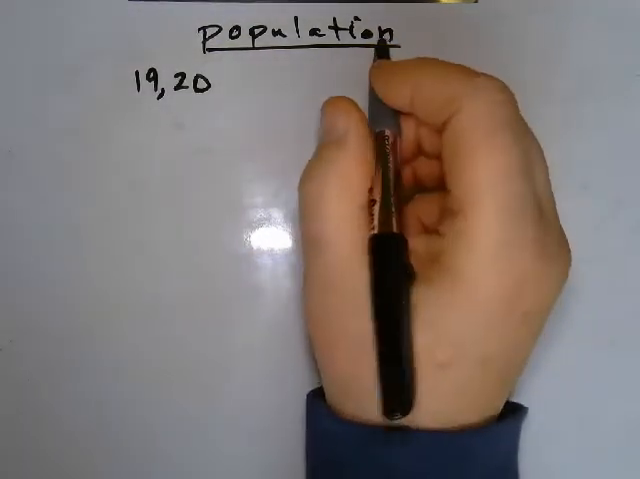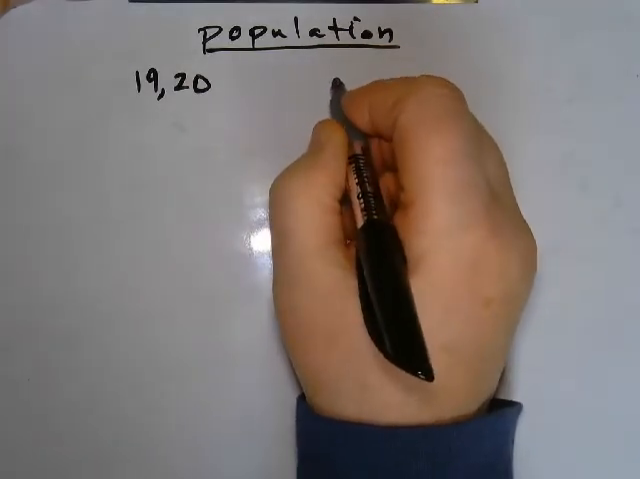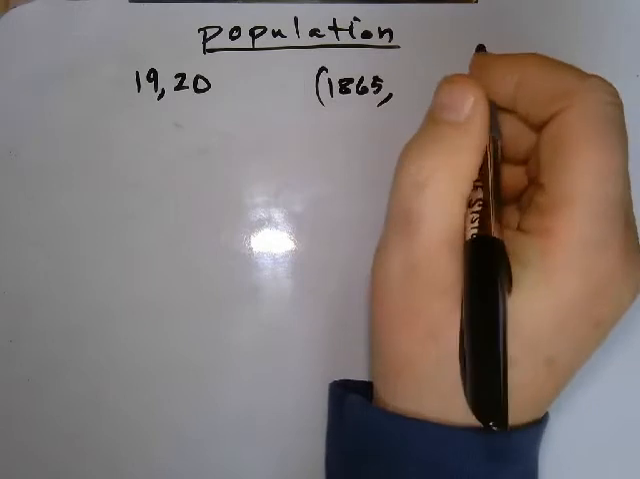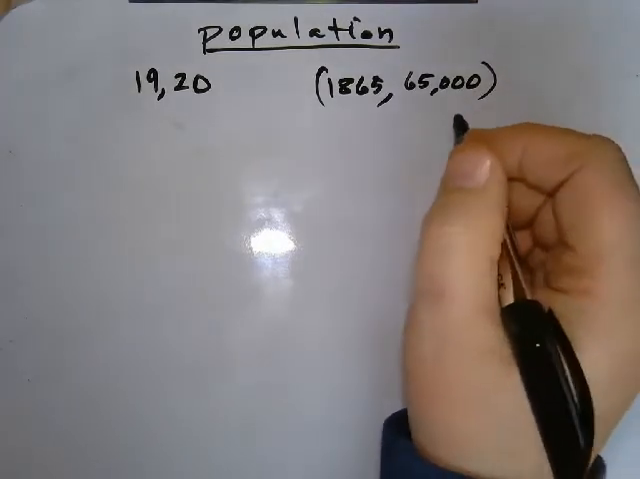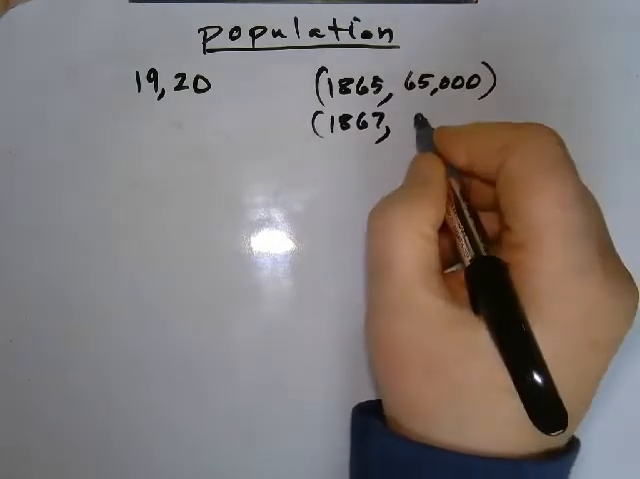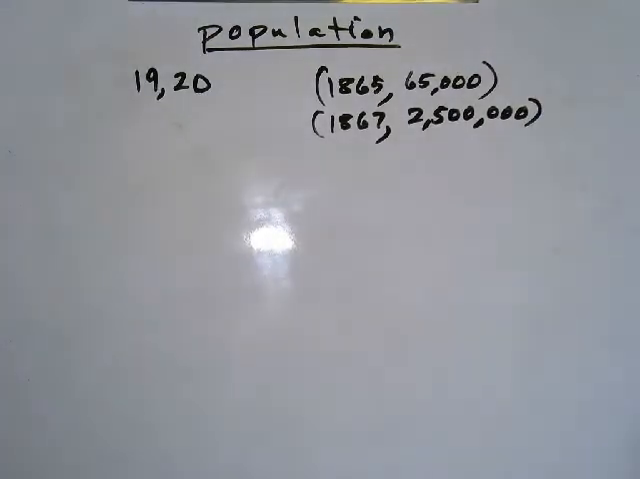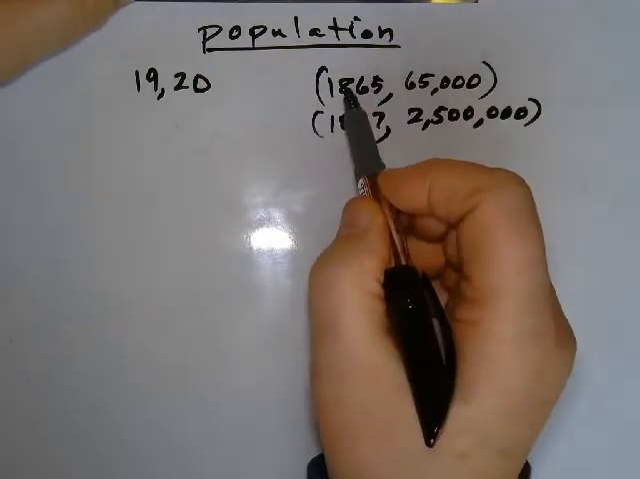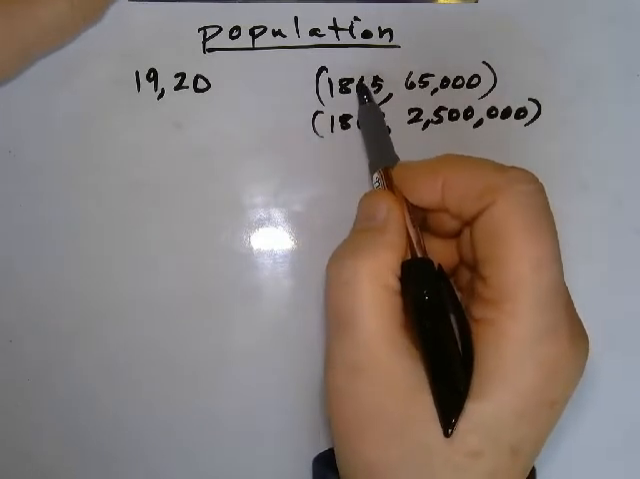Well, we notice that from the problem, they give us some time. Well, time's got to be x. And it said that in 1865, the population was 65,000 rabbits. And in 1867, just 2 years later, the population was 2,500,000. Now, this involves having a time that doesn't actually start with 0.